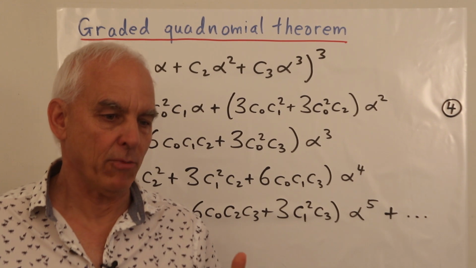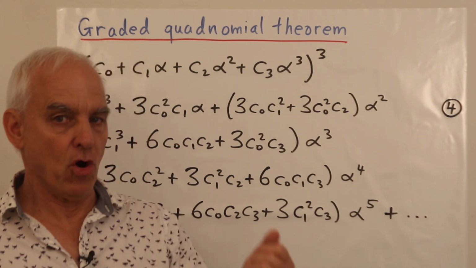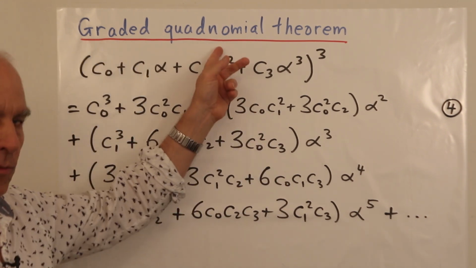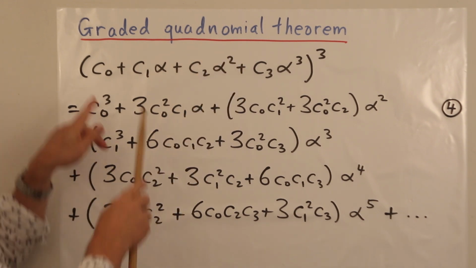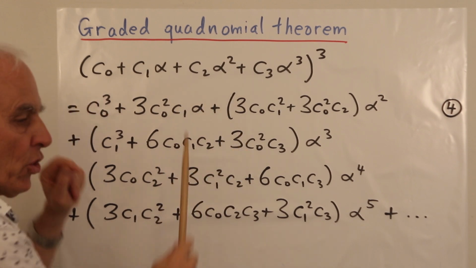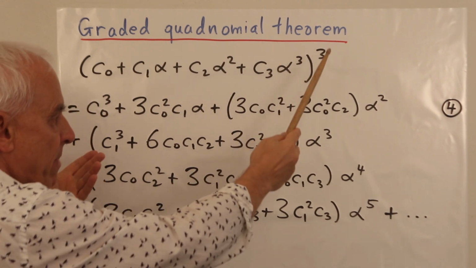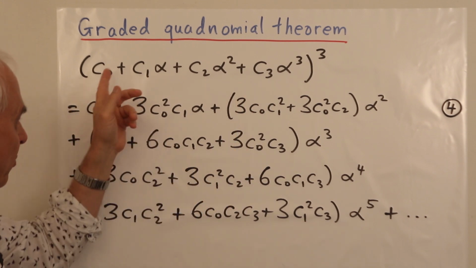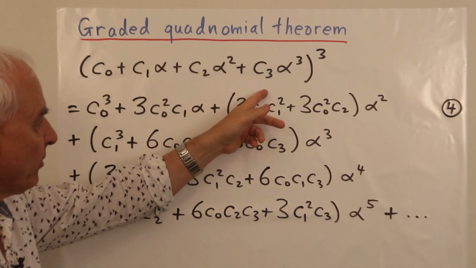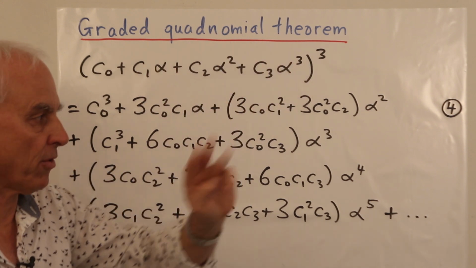Okay, let's have a look at what we might call the graded quadnomial theorem. Not sure if that's the right word. Binomial, trinomial, quadnomial. So here we have 4 terms, and we're raising it to some power. But the terms are organized as a polynumber. C0 plus C1 alpha plus C2 alpha squared plus C3 alpha cubed. And let's raise it to the third power.